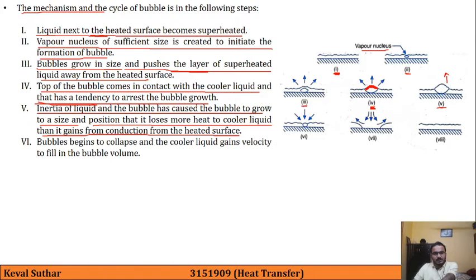So now the next stage, that is the sixth stage over here, the bubble begins to collapse because of loss of heat, and the cooler liquid gains the velocity to fill the bubble volume. So here as you can see, from stage 5 to 6, the vapor bubble has reduced in size, that is, it is collapsing now, and the cooler liquid gains velocity to fill the bubble volume.